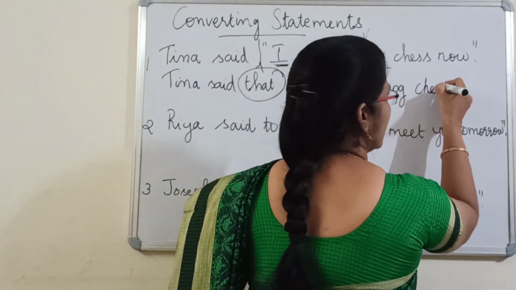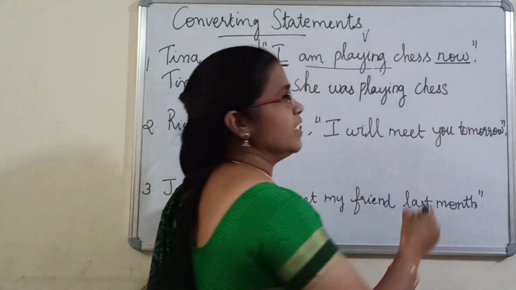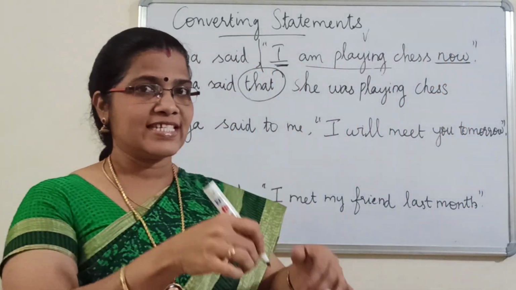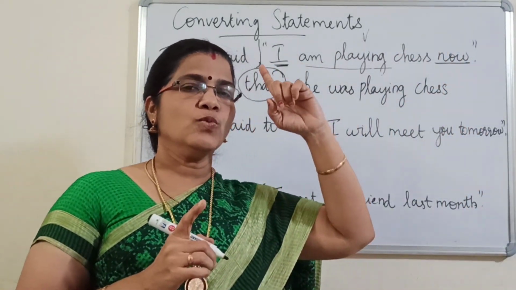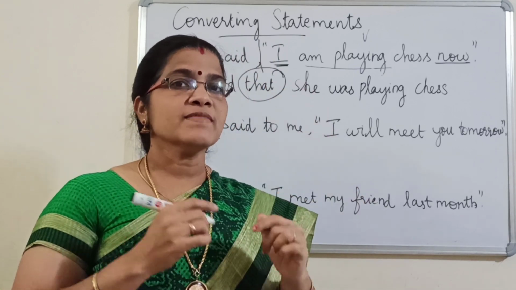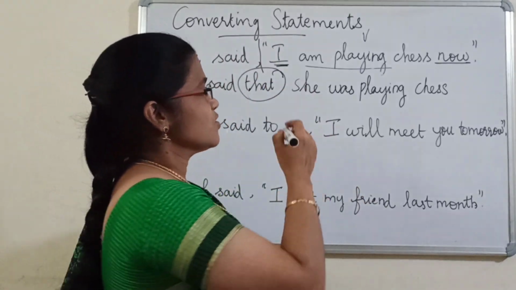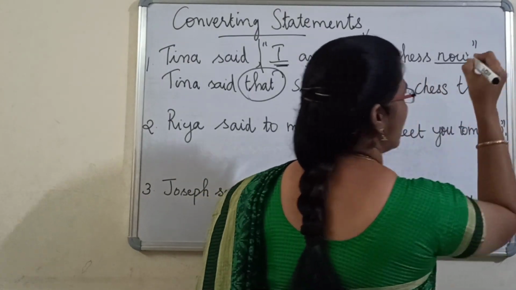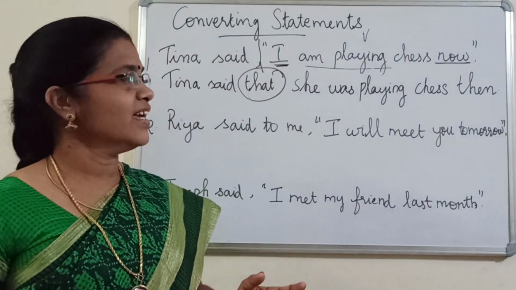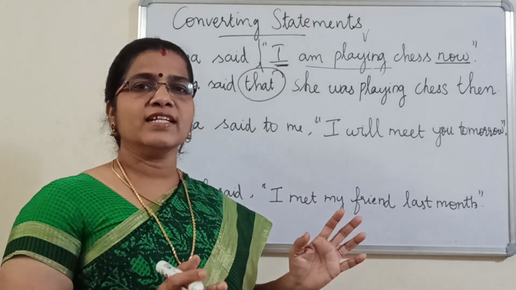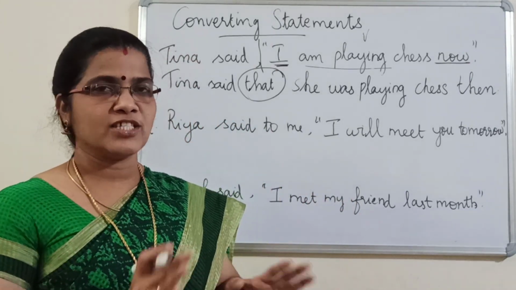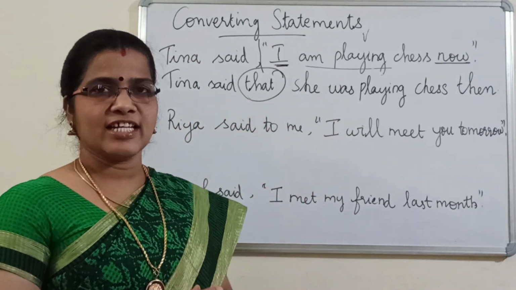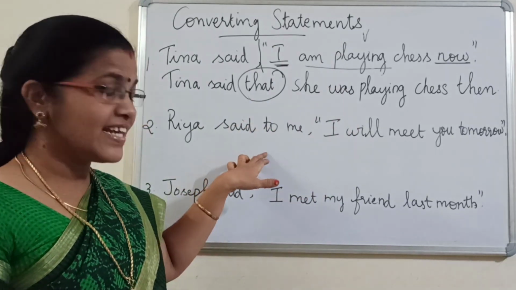Now comes the next word, now. Now it shows time. So remember the clue words I gave you. Now becomes then. Okay, right. So she was playing chess then. So you have converted now direct speech into indirect speech. So remember all the changes that you did. Let's now move on to the next sentence.